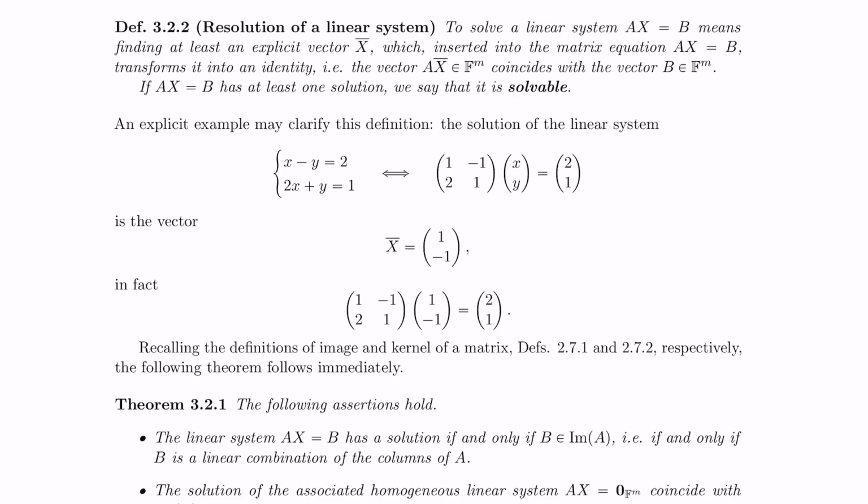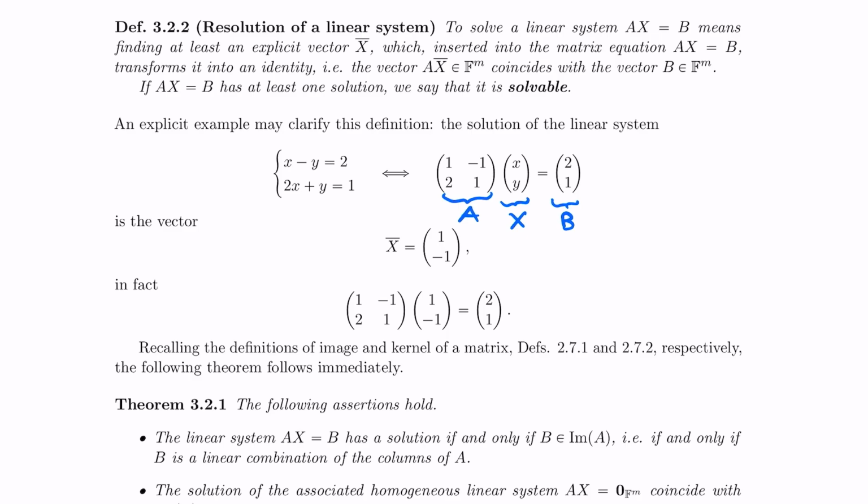As always, let's illustrate the definition with an explicit example. This is a linear system. The matrix form of this linear system is written here, with this matrix being the coefficient matrix A. This is the column vector which represents the unknown, and this is the column vector which represents the known data. A solution for this linear system is given by this column vector here. In fact, if we multiply A with this column vector here, we obtain 2, 1, which is exactly B.